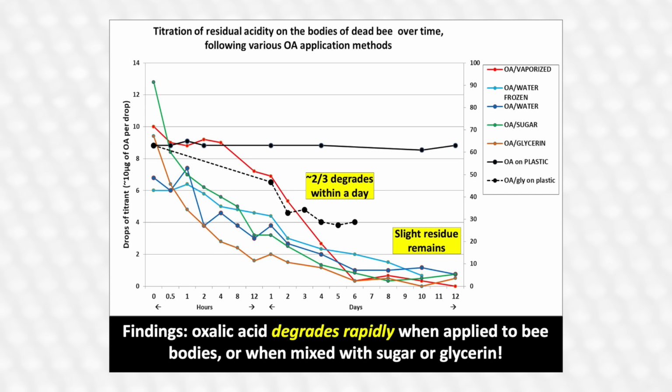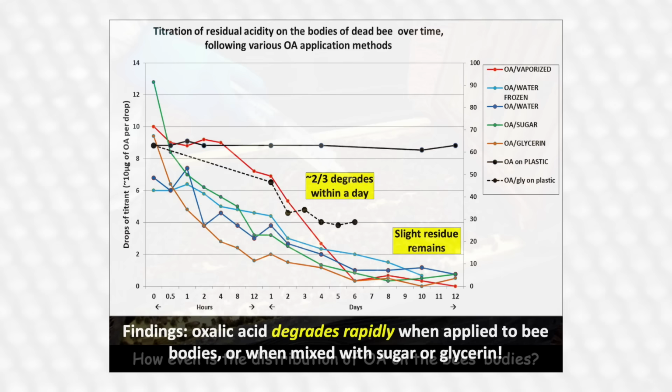If you mix it with any organic material, sugar or glycerin, or put it on a dead bee's body, whether on the bench or in the freezer, and that's all these right here, you get very rapid degradation. With your vaporization, you got two-thirds within a day has degraded. So it does not build up in the hive.